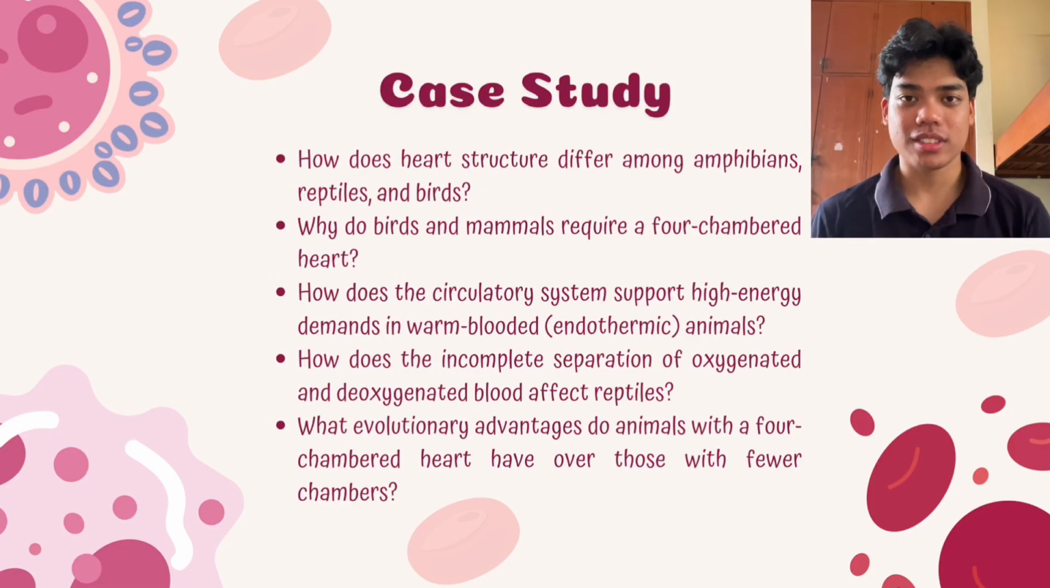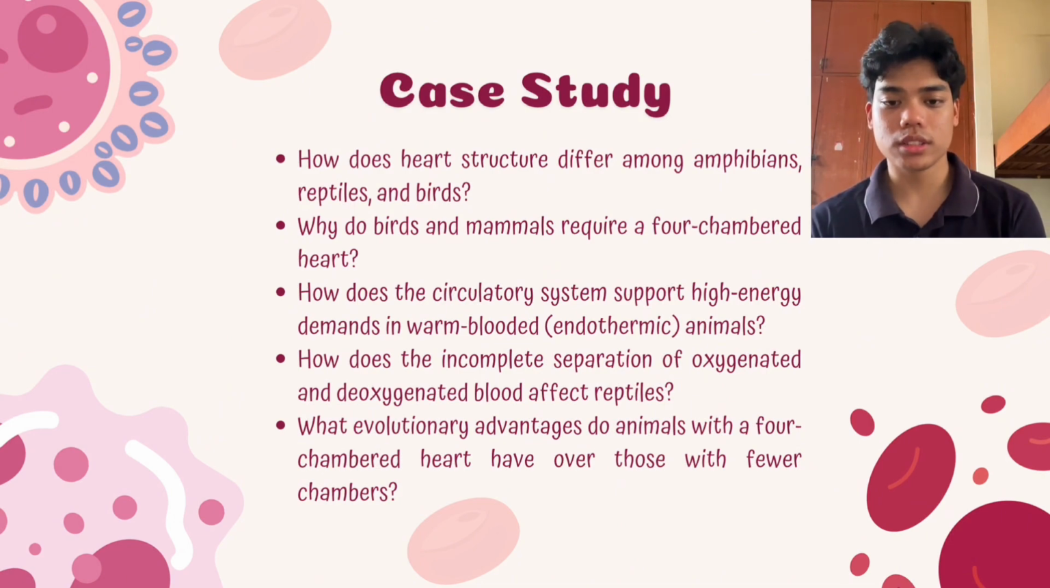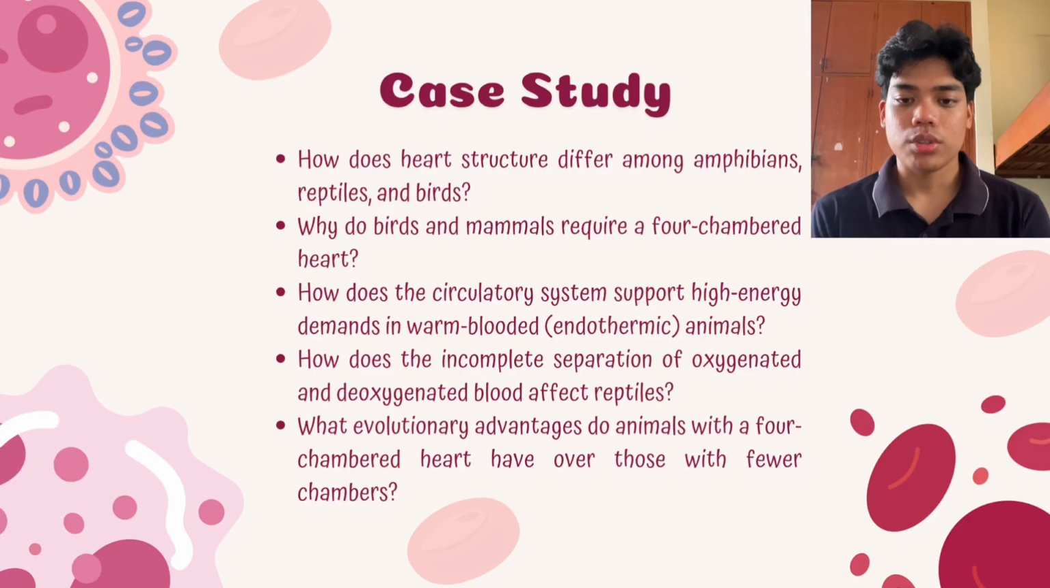So there were questions that popped up in that student's mind. Firstly, how does heart structure differ among amphibians, reptiles and birds? Secondly, why do birds and mammals require a 4-chambered heart? And thirdly, how does the circulatory system support high energy demands in warm-blooded, also endothermic animals? Fourthly, how does the incomplete separation of oxygenated and deoxygenated blood affect reptiles? And last, what evolutionary advantages do animals with a 4-chambered heart have over those with fewer chambers? These questions will be answered by my fellow group members.